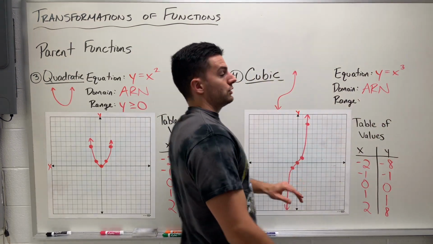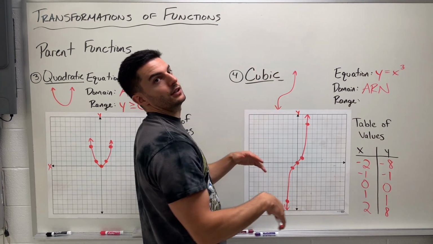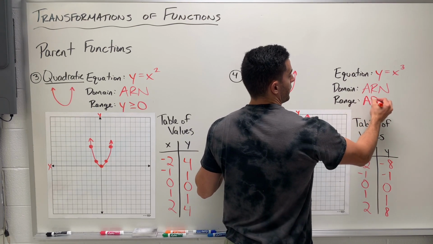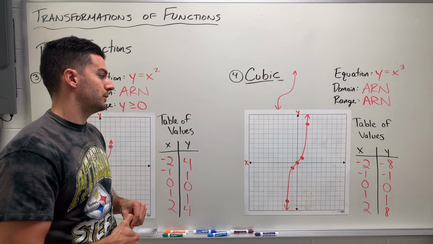And then the range, easier to see. Does it extend up and down forever? And these arrows imply that yes, it does. So that would also be all real numbers. So that is that cubic graph, what that looks like.